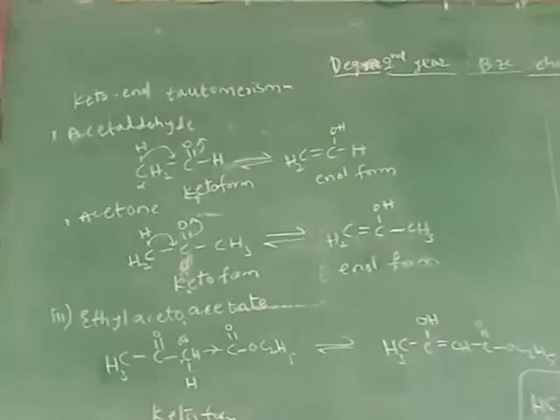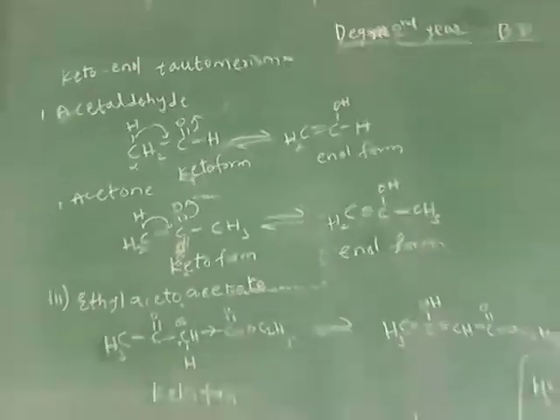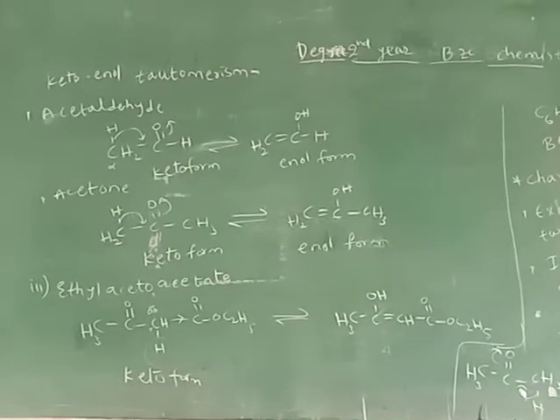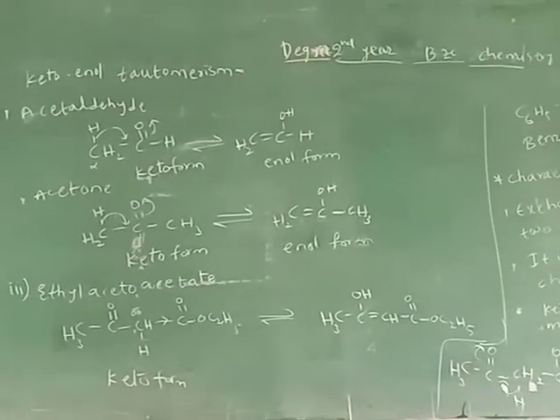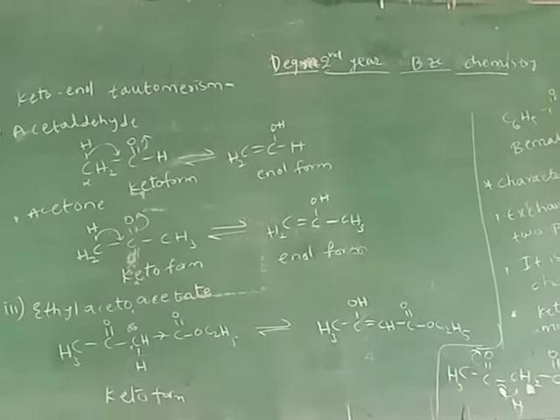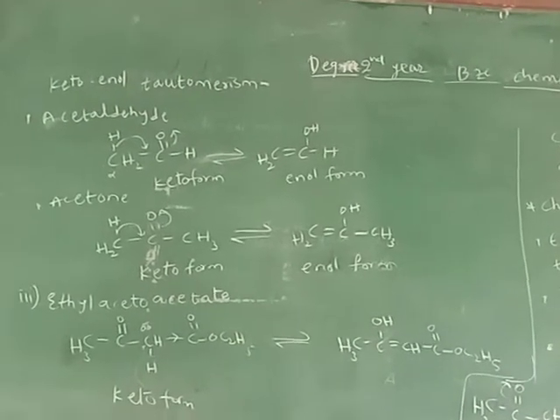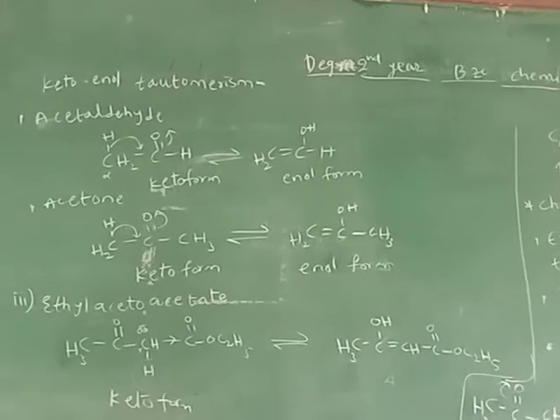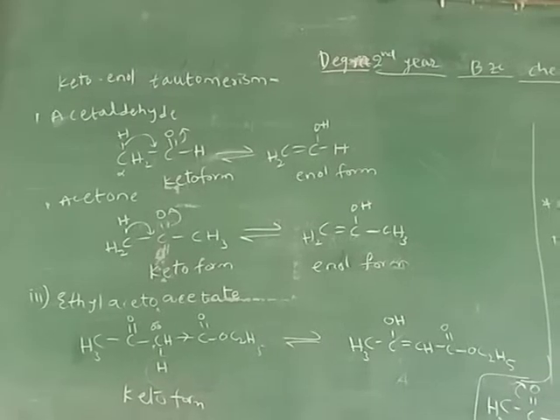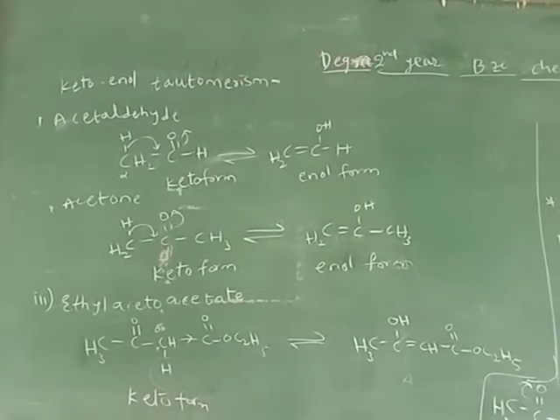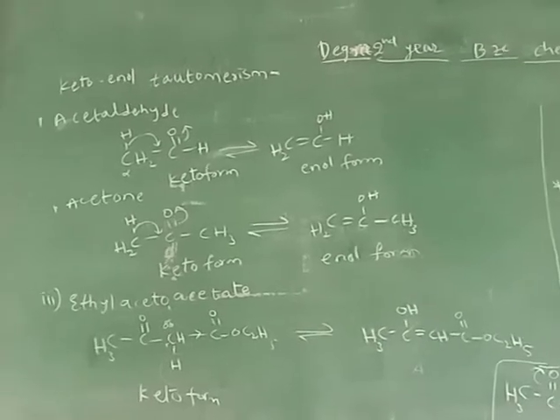So now what happened here? In tautomerism, it is a structural isomerism, and here the atoms undergo interconversion. That is known as tautomerism. In tautomerism, hydrogen and electrons are involved. And here I am taking one compound, that is acetaldehyde.